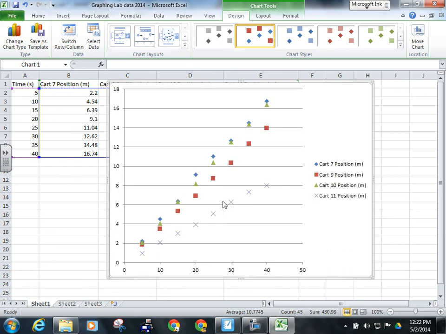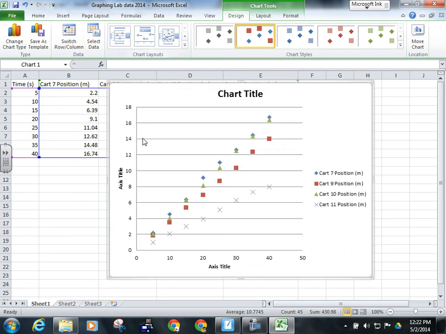We probably also want to use this format here, the first one in terms of chart layouts, because that allows us to name each individual axis and give it the proper name. You can see here, cart 7, position in meters. You'd want to title that graph as well.